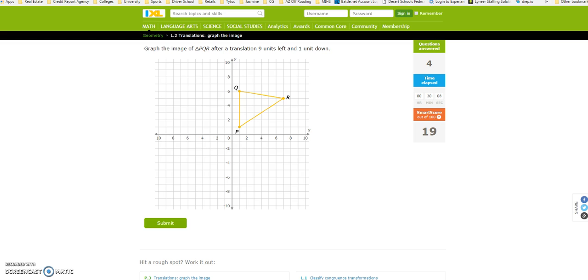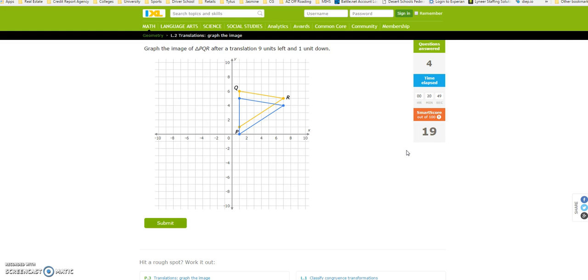Graph the image of triangle PQR after a translation of 9 units left and 1 unit down. Okay, so this one is a little easier. And again, I'm going to move 1 unit down first because it is a much simpler translation to do, and then we'll move 9 units to the left. So what point we're going to start with is R, because it is the furthest point. So we'll move it 1 down right here. And that means Q comes down 1, and P comes down 1.